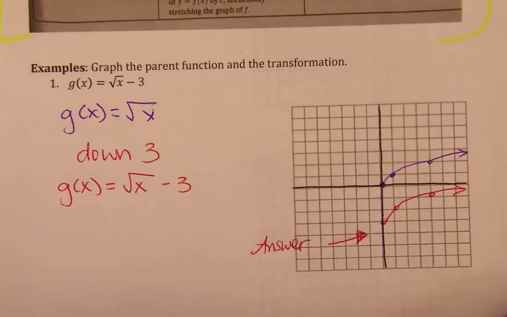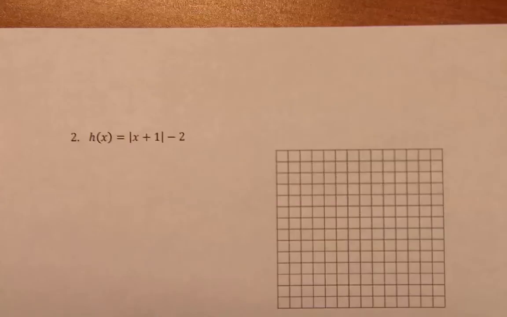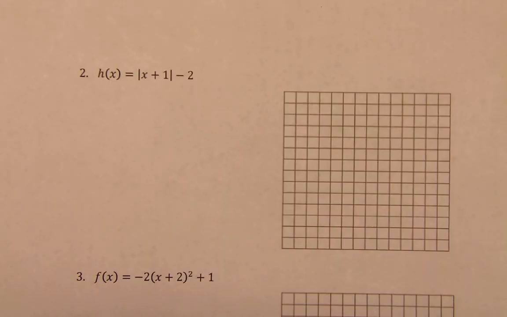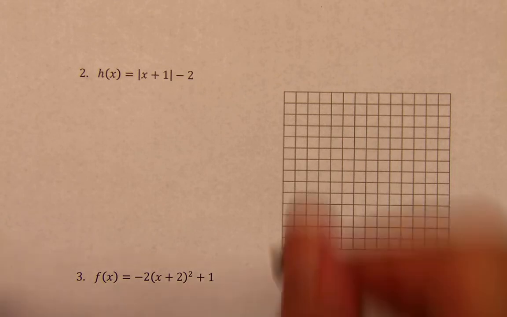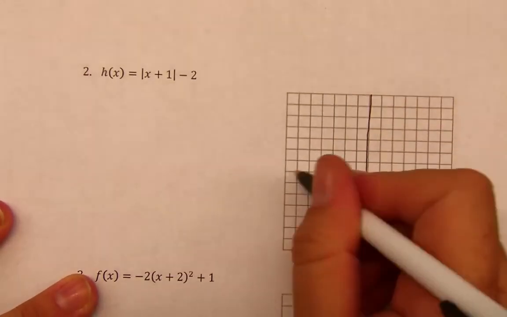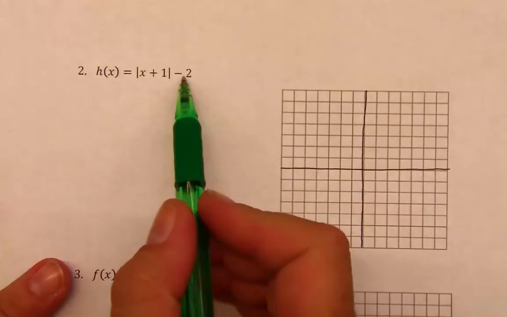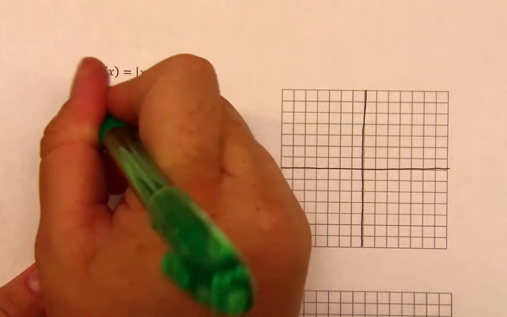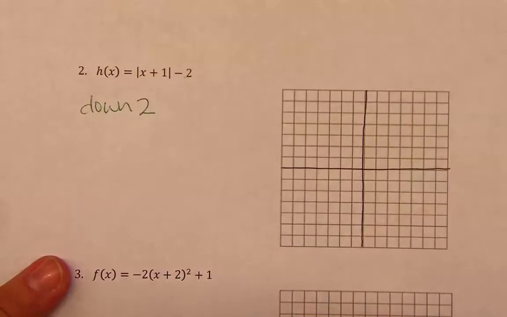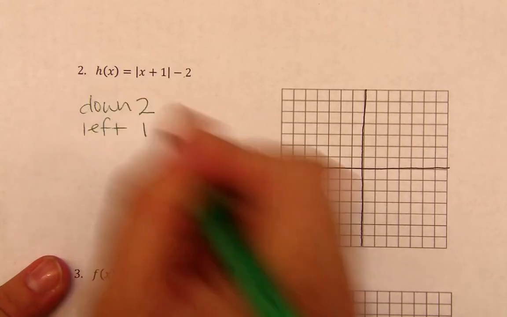And again, flipping the page, we've got a few more examples on the next page. So looking at number 2, now we have an absolute value graph, and we have 2 types of shifts with this graph here. Going ahead and setting up our graph here. We have a shift down 2, and then we're also shifting to the left, opposite of what we would think, 1.